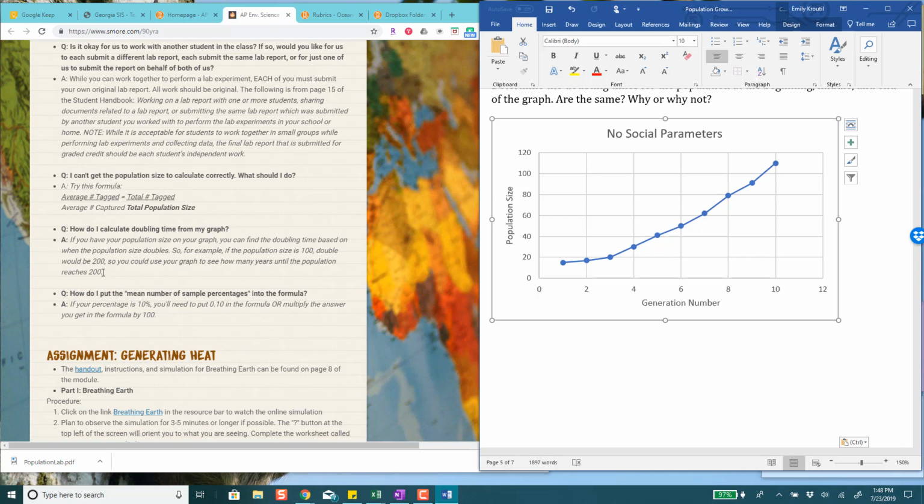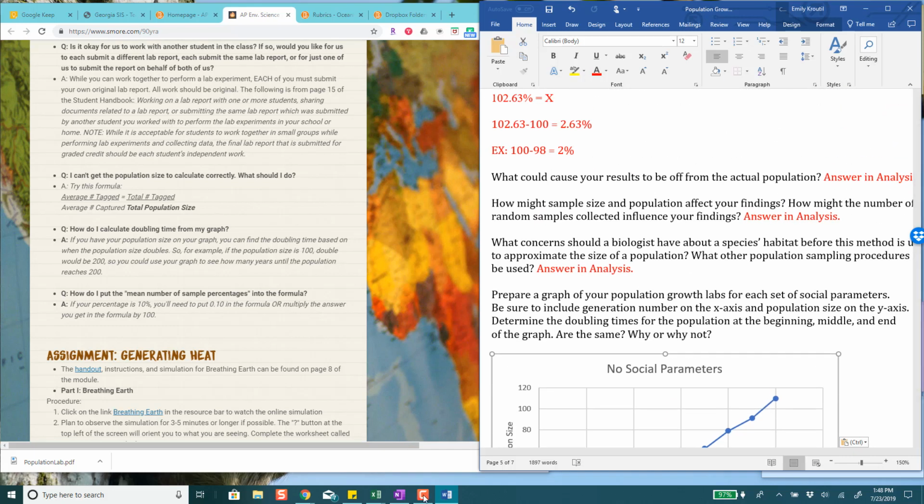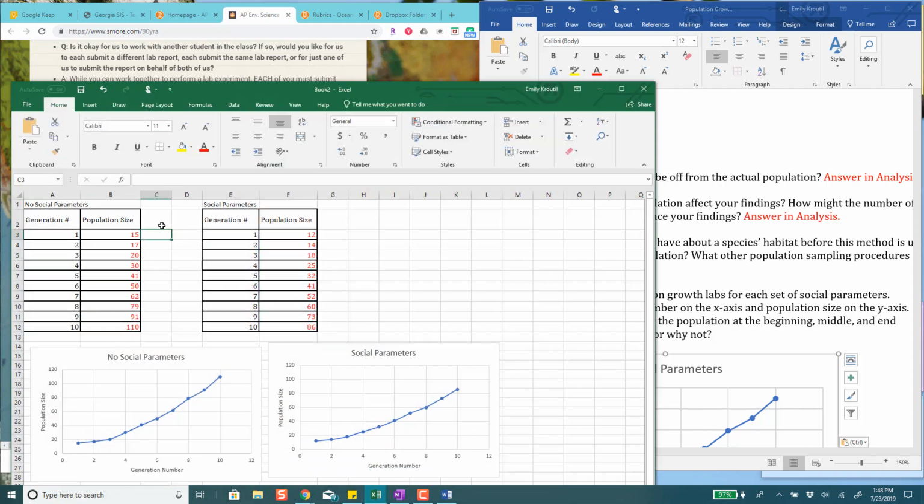In order to get doubling time, there's a couple ways we can do it. You can look at your graph, and let's see what we have here. Let me get my data table back. Okay, so the doubling time at population size 1 will be the time it takes to get to 30. Then for 5 it would be the time it takes to get to 81, and then for 10 it would be the time it takes to get to 220.